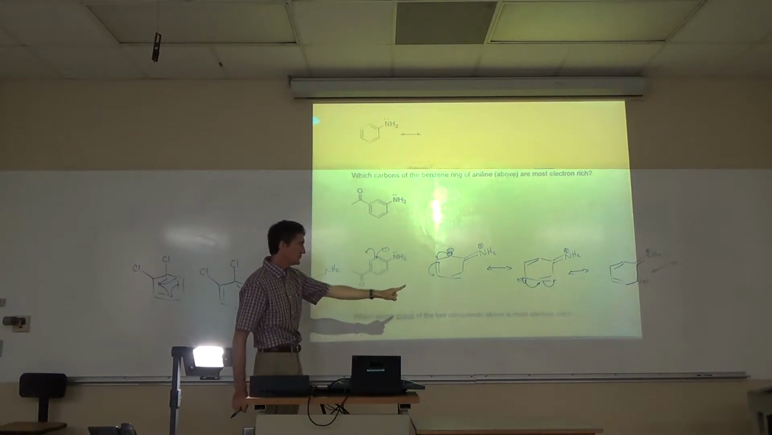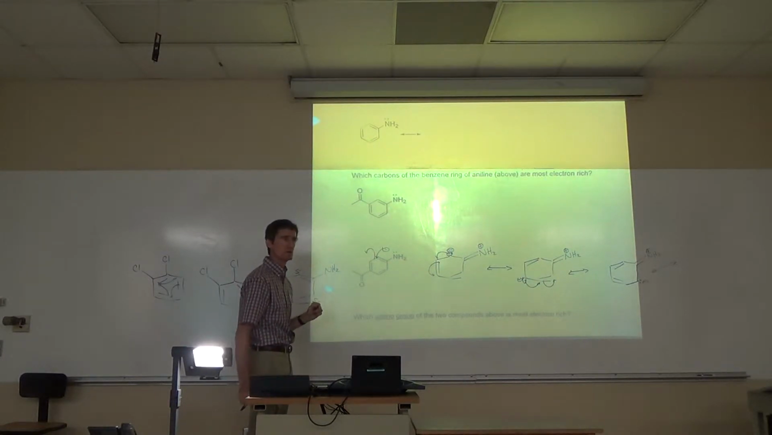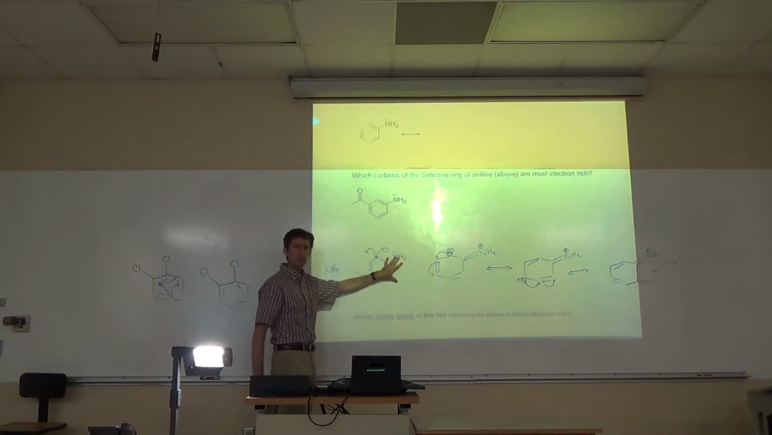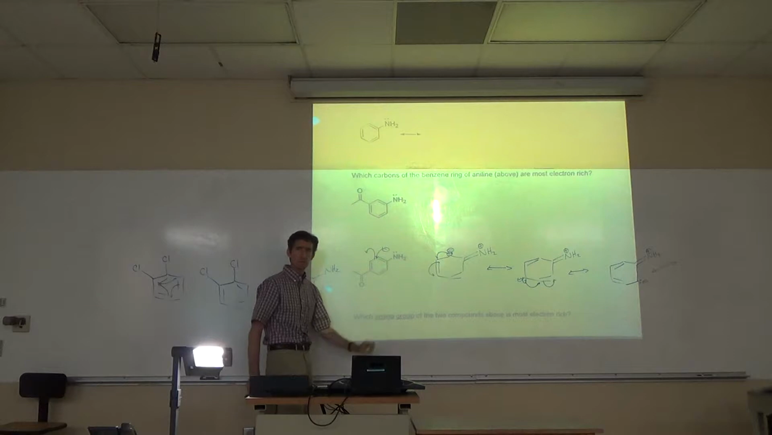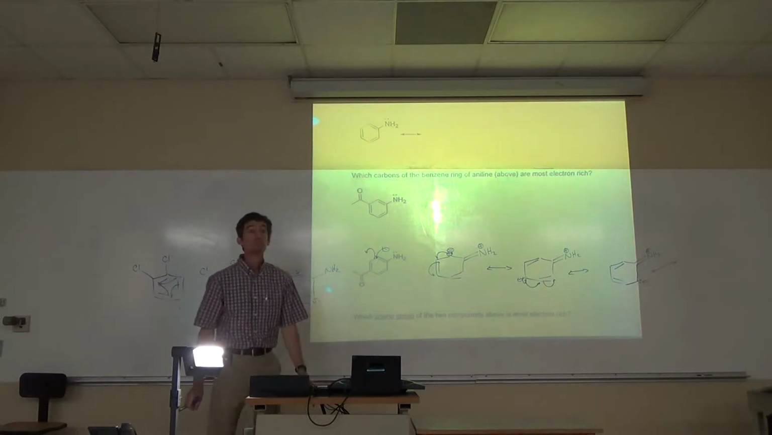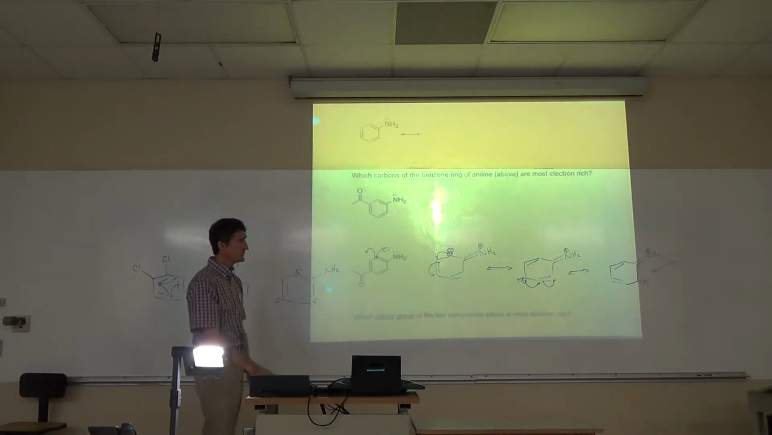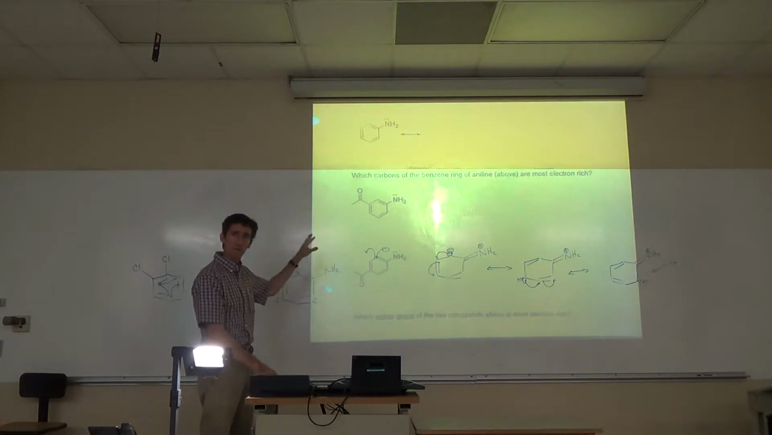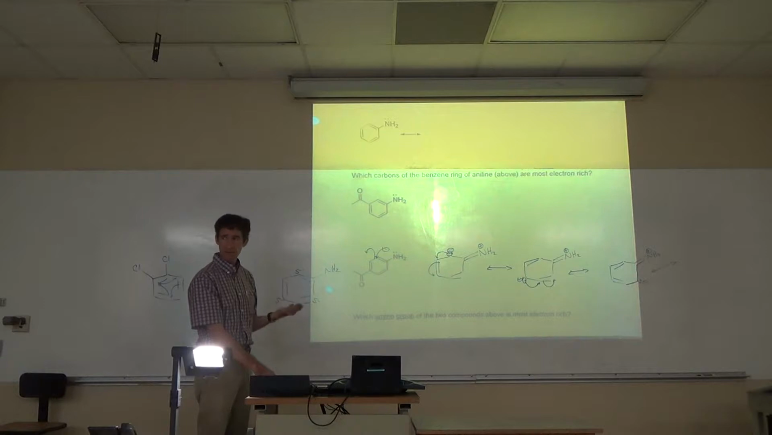Which nitrogen will be most electron rich? The one in which you can delocalize it more or less? Less. Because the more you delocalize it, the more you're putting the electrons other places. Hopefully that makes sense.